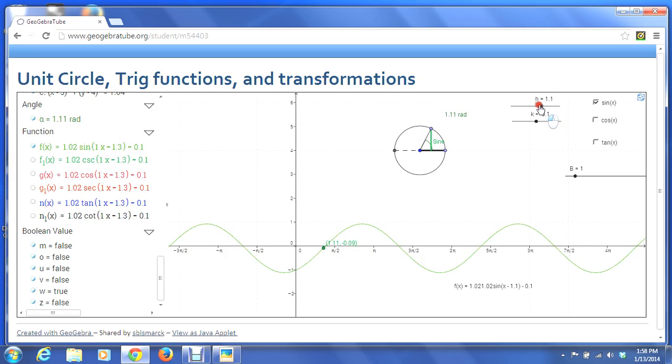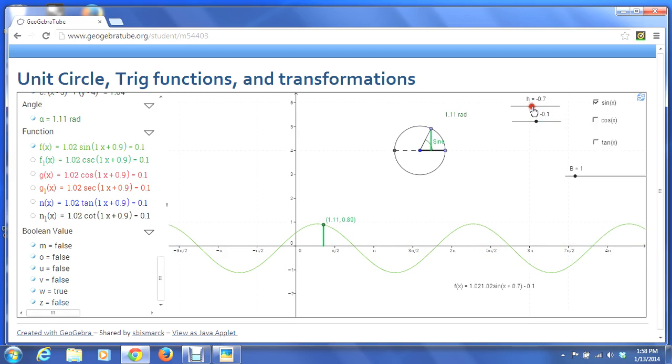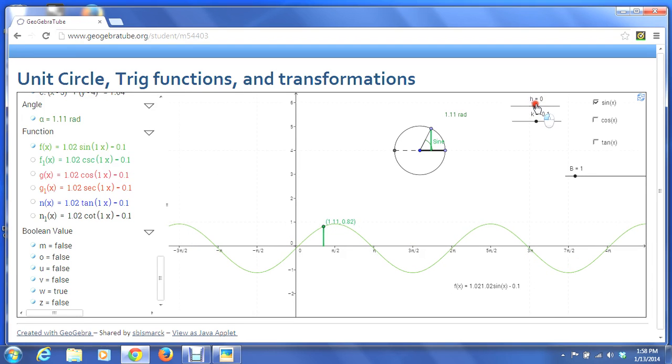This was my h value. So by adding and subtracting things right next to this x value, it's going to shift where this sine graph lines up with the x-axis. And then the final slider that we have on here is our b value slider, and the b value is the coefficient on our x value.